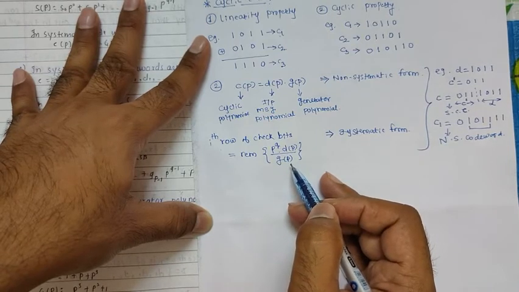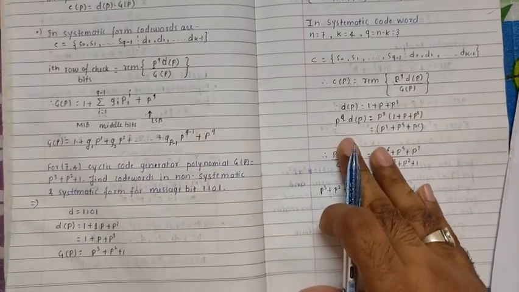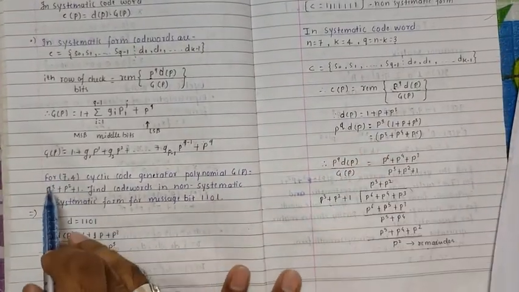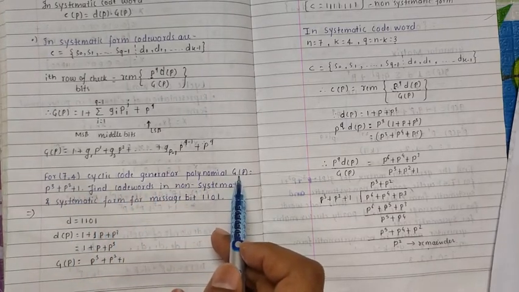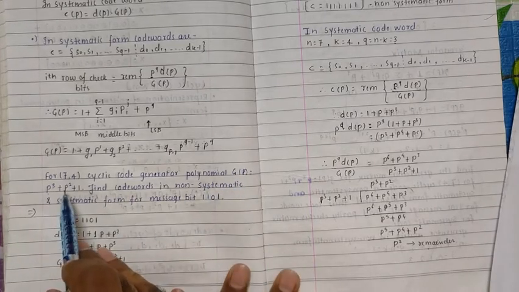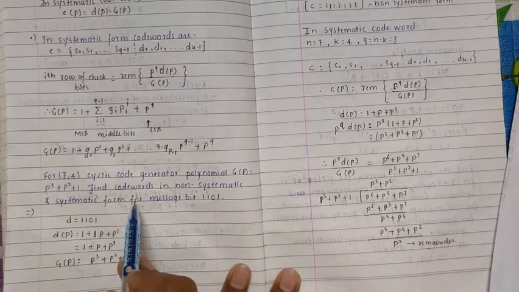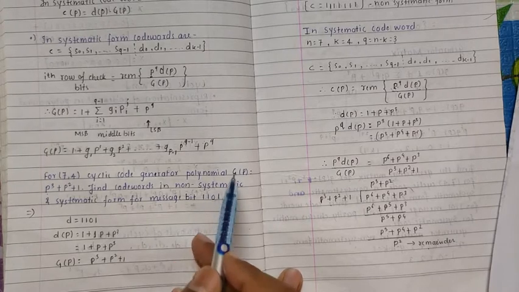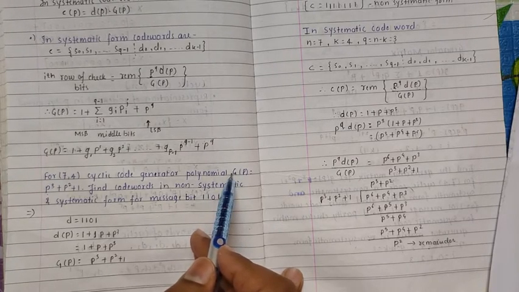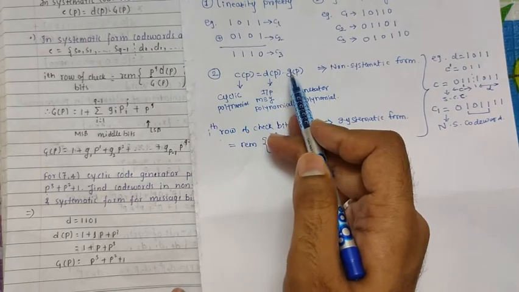Now with the help of an example, let's see how we get the code word in non-systematic form and systematic form. So here I have an example. We can start from here. For a (7,4) cyclic code with generator polynomial G(P), the generator polynomial here is given as P^3 + P^2 + 1, find the code word in non-systematic and systematic form for message bits 1101. So this is the input sequence given and the generator polynomial given. So if we see the non-systematic form equation, that is C(P) = D(P) × G(P).